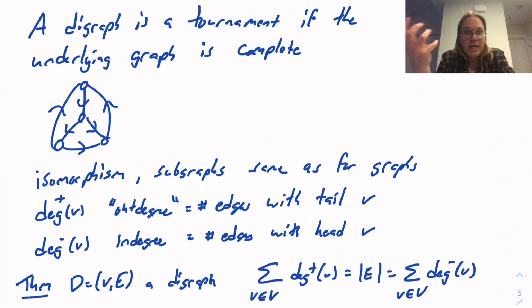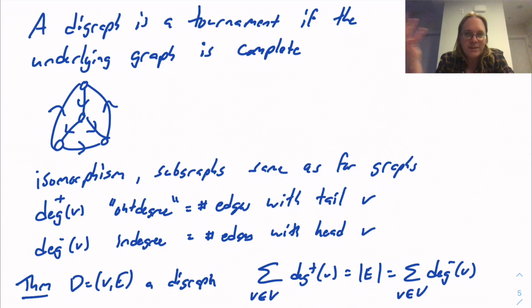That means every edge is going to contribute 1 to the sum on the left. When I add up the out degrees, I'm counting every time a vertex V is a tail. When I add up the sum on the right, I'm adding up all of the in degrees. That's all the times that a vertex is a head. Every edge contributes one tail and one head. So both of these sums will equal the number of edges.